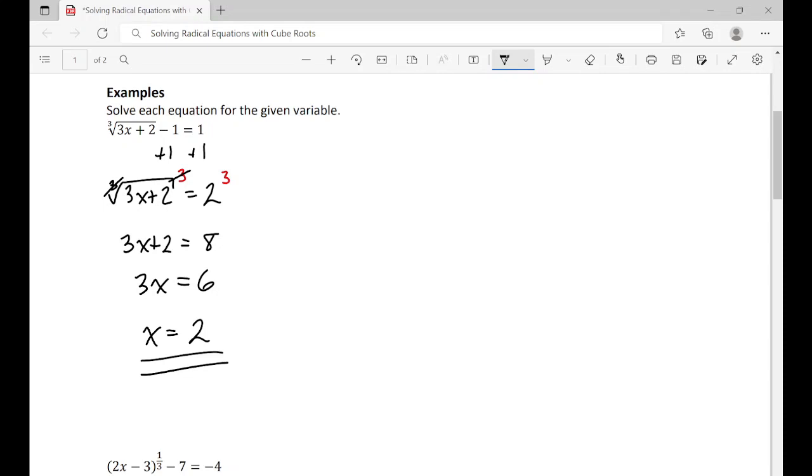Now, if you want to check it, nothing wrong with that. It just proves that you have the correct answer. But if you trust that you did the work right, this is sufficient.